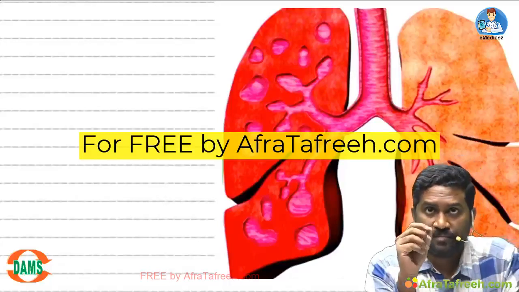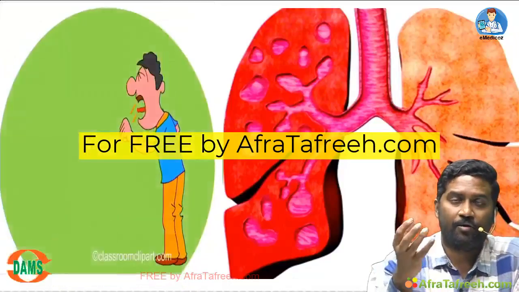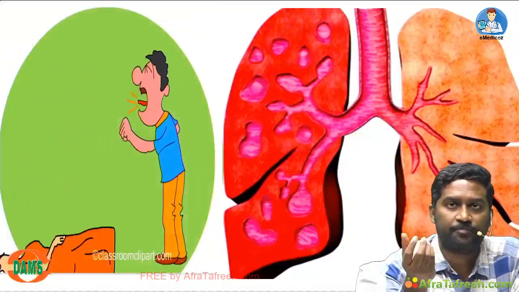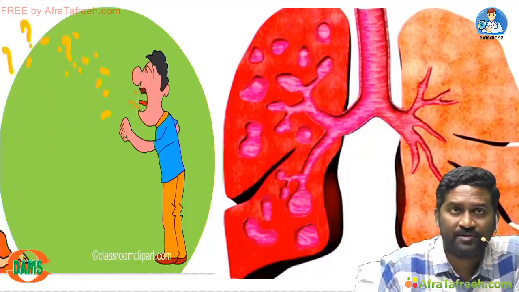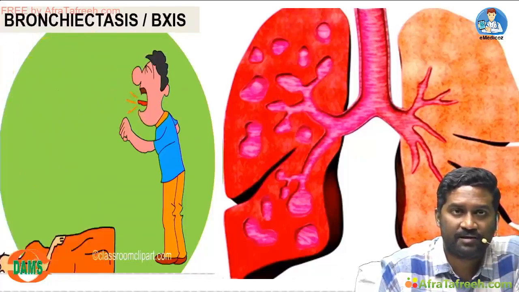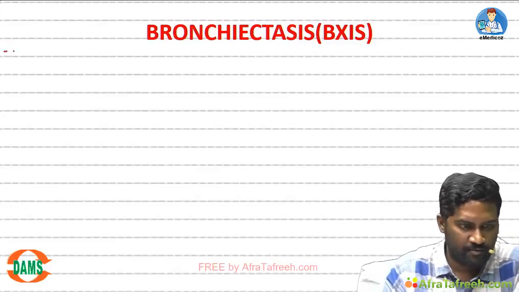In this disease, the patient's bronchi are abnormally dilated. Always he is having copious sputum, productive cough. What is this common disease? It is bronchiectasis. Write down the definition of bronchiectasis.